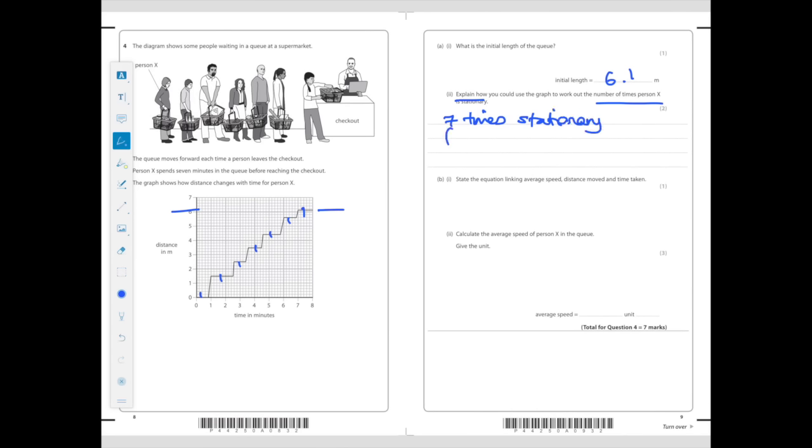And we know this because the flat part of the graph indicates 0 speed.